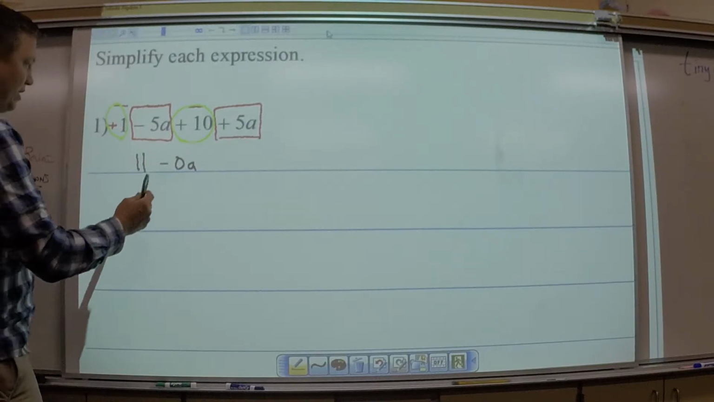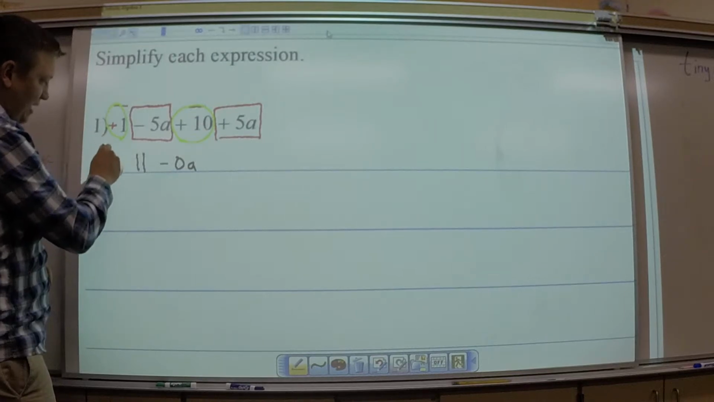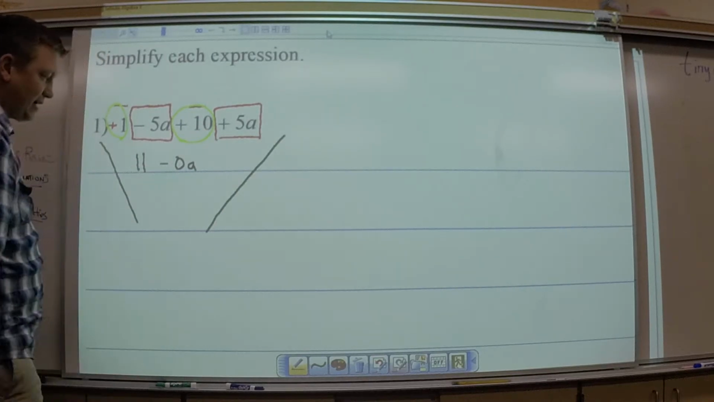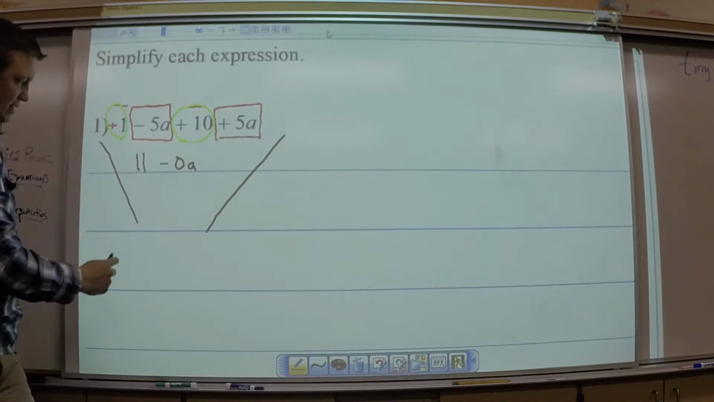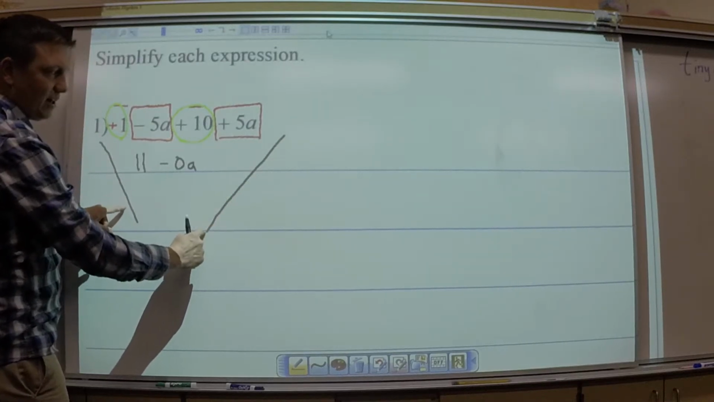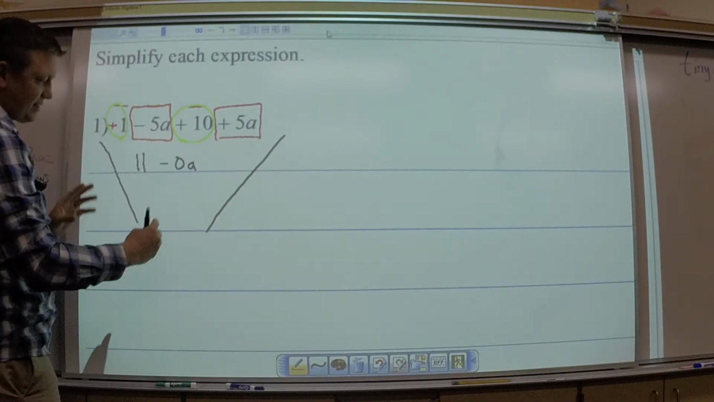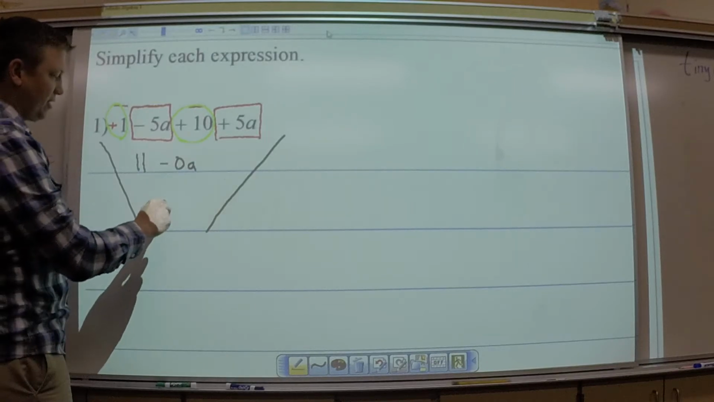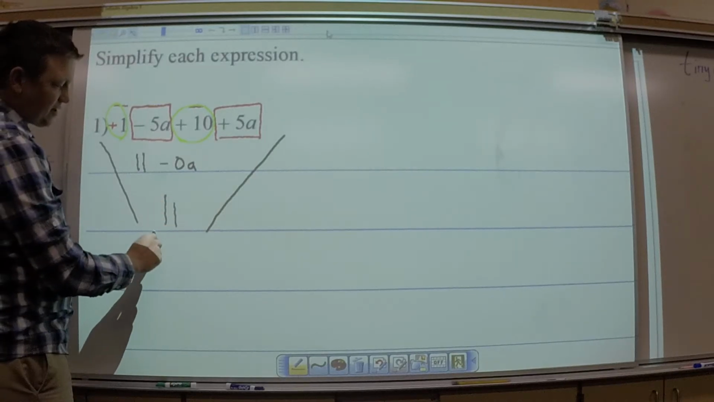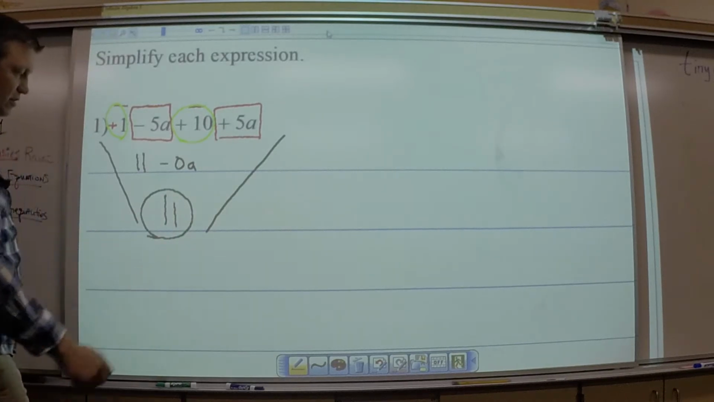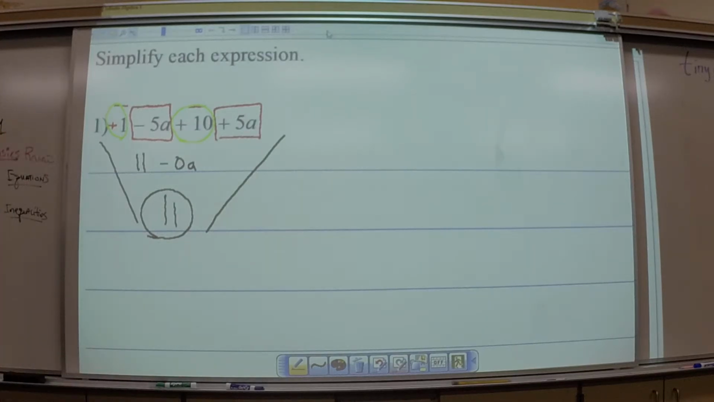As I write my final answer, I'm kind of funneling down to a final answer, right, like this. Remember, coming down to our final answer? If you like to draw these on here, that's totally okay. That helps me see your work shown and make sure you're understanding what you're doing. 11 is your final answer. Put a circle or a box around your final answer, and that's it. It's not too bad. This one wasn't too bad.